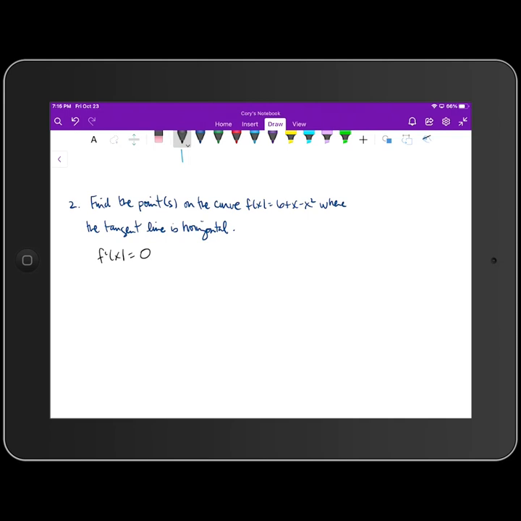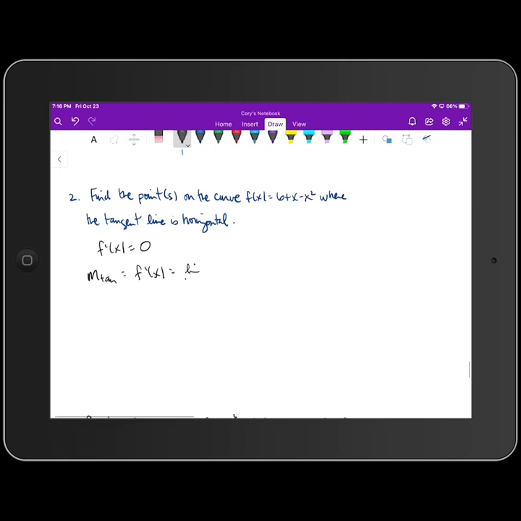If the tangent line is horizontal, we want to calculate where the derivative, which is the slope of the tangent line, is equal to 0. Okay, so let's go ahead and calculate f prime of x. So the slope of the tangent line, which is f prime of x, is going to be using the limit definition.